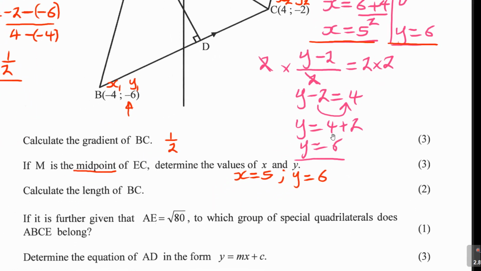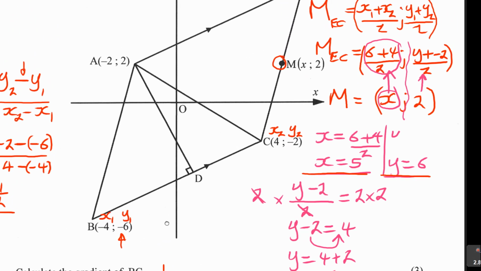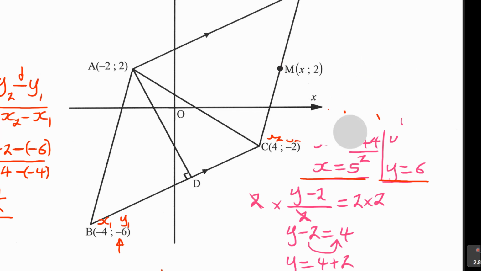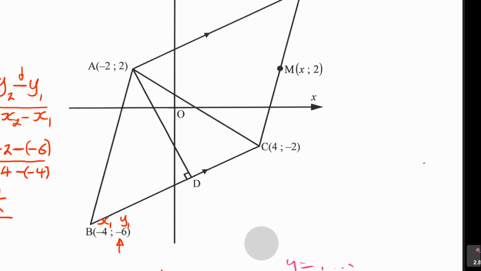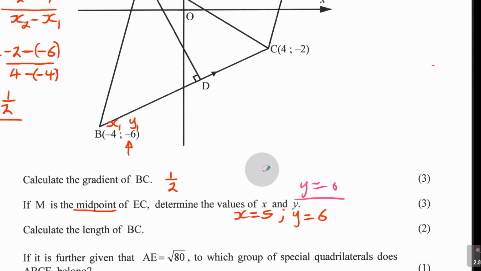All right, now next one: calculate the length of BC. The length of BC. So here they are bringing in the formulas. If you look at what they're trying to bring in, they started number 1 with the gradient. Now they are looking at the midpoint. Now they are looking at the what? They are looking at the distance formula. So they want you to find the length of BC.